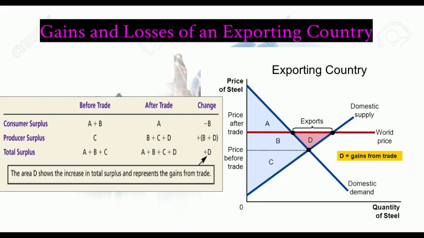Now the total surplus, that is consumer surplus plus producer surplus, before trade was allowed was A plus B plus C, and after the trade is A plus B plus C plus D, and the change is plus D. This plus D is the area that shows increase in the total surplus and the gains from the trade. So D is the area where the domestic supply exceeds the domestic demand. So thus the area D is the value that would be exported to the rest of the world. So the domestic producers gained from the trade, that is the value D.